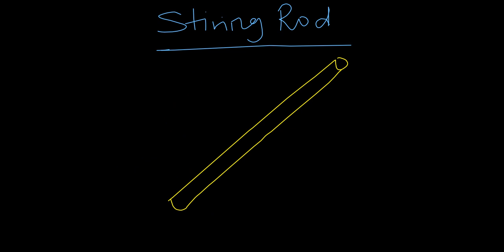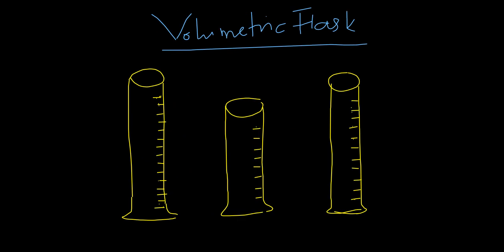Simple as that. So that's what stirring rods are used for. Let's move on to another item. So here we have volumetric flasks. Volumetric flasks are simply flasks and they are calibrated. They have sizes. So as you can see, they come in different sizes.